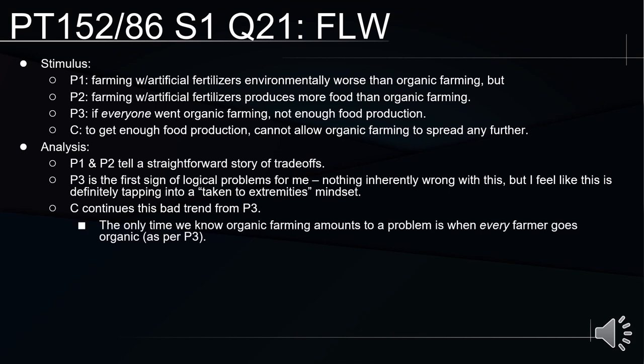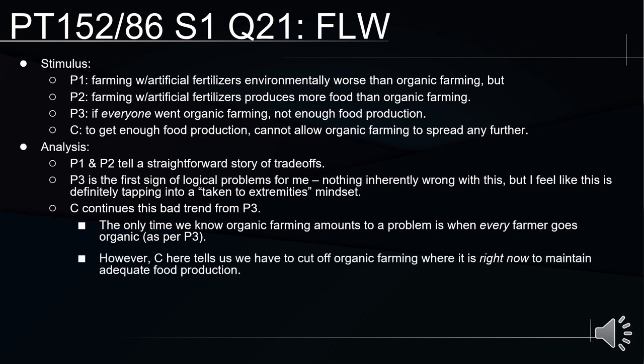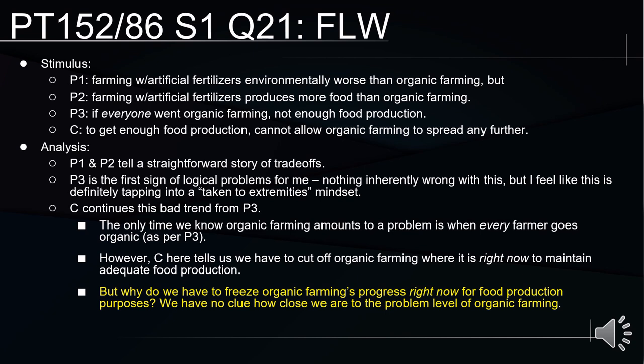The only time, like I said, we know that organic farming amounts to a problem is when every farmer goes organic. And that was clearly laid out in P3. It's when every farmer goes organic that there's problems. However, the conclusion here insists that we have to cut off organic farming where it is right now to maintain adequate food production. But why do we have to freeze organic farming's progress right now for food production purposes?